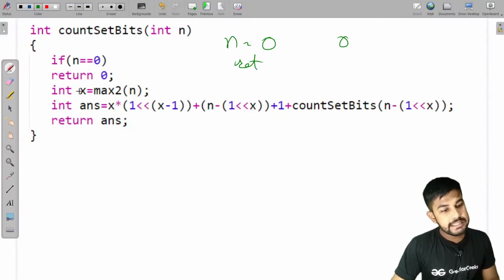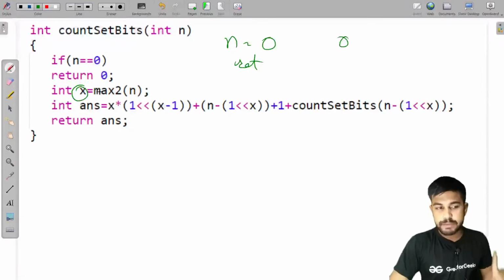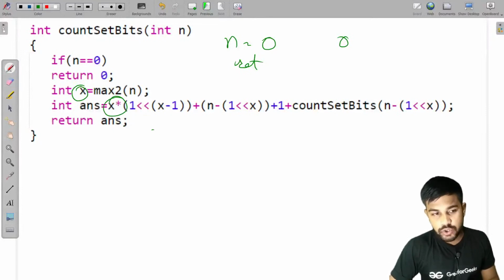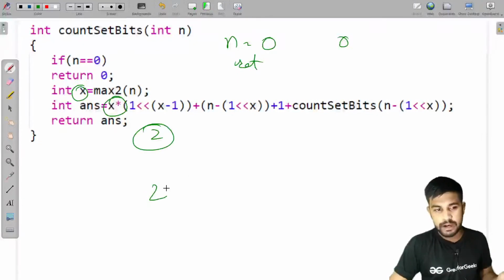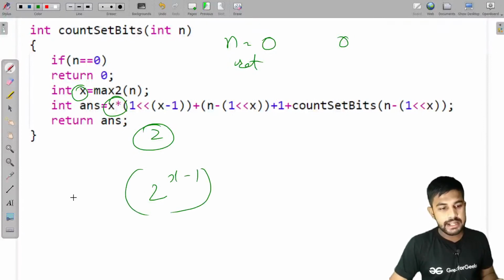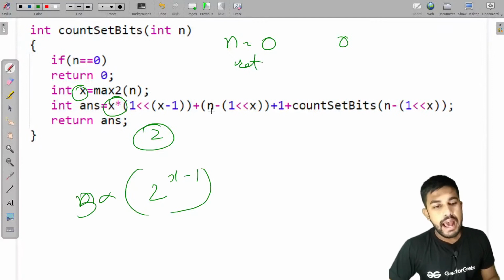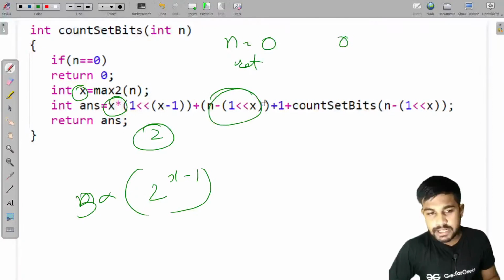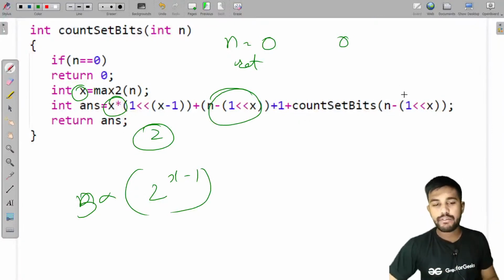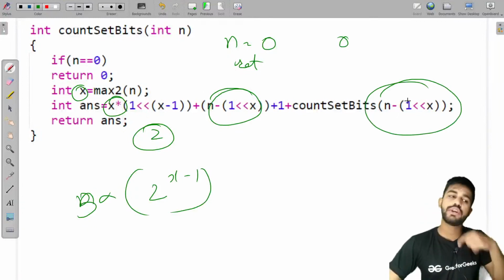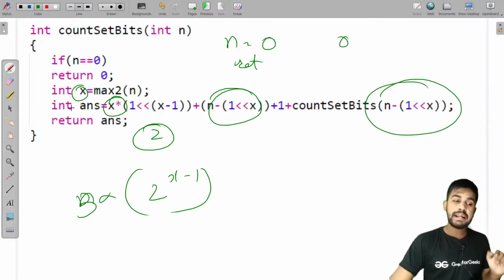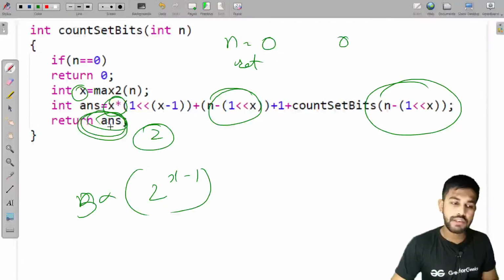The next thing is that I am storing the max power of 2, and as I told, 2 to the power x minus 1. That is n into 2 to the power x minus 1, that is 3n into me. And then we are subtracting it, and the remaining part would again be sent to the recursion. At the end I am just returning the value.